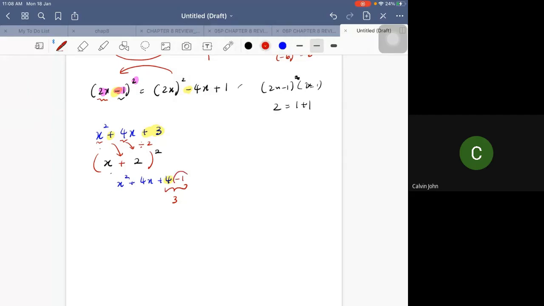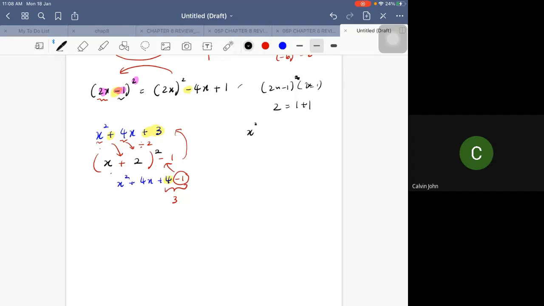So yang kat sini pun kita ambil ni, kita pun letaklah kat sini. So ni akan jadi tolak 1. And kalau you expand ni, you akan dapat balik bentuk dia, asal dia. So maknanya x square tambah 4x tambah 3 adalah bersamaan dengan x tambah 2 square tolak 1. Okay, I'll show you one more example.